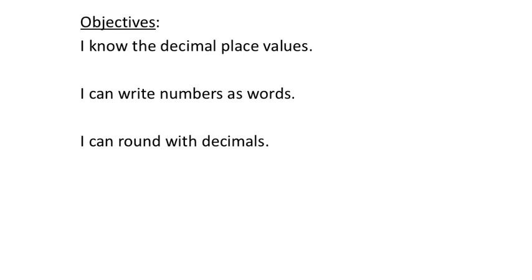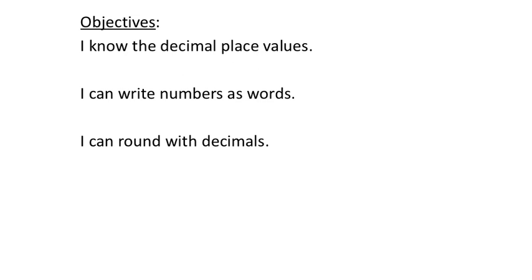So here's our three objectives. I know the decimal place values. I can write numbers as words, and then I can round them with decimals. So decimals, decimals, decimals. That's because we're starting the decimals unit module. So lots of decimals to start out with. And like we're saying, after 6.4 and then the quiz, we'll be able to use calculators.